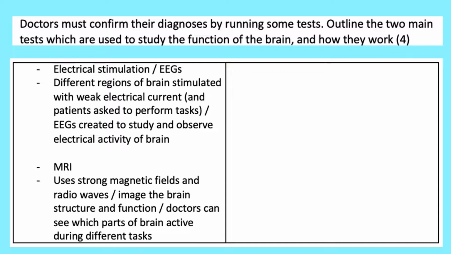The other thing that can be used is an MRI, and this uses strong magnetic fields and radio waves to image the brain structure and function. So it's a type of scan, I'm sure you will have seen or had one yourself, where the patient has to go into almost like a big donut and have their brain imaged, and the doctor can actually see which parts of the brain are active during different tasks. So the patient will perform some tasks whilst they're in the scan, and the doctor will be physically able to see what's going on in their brain.